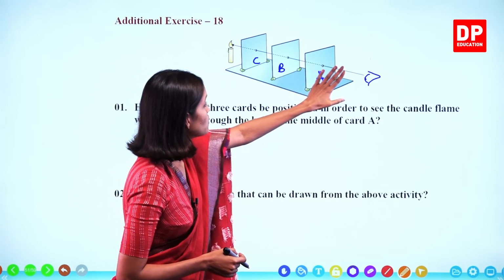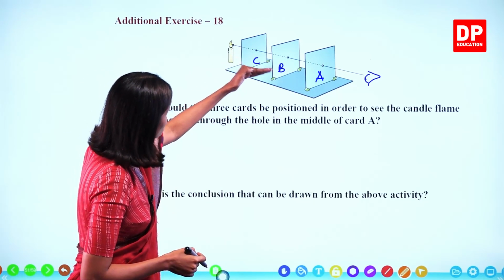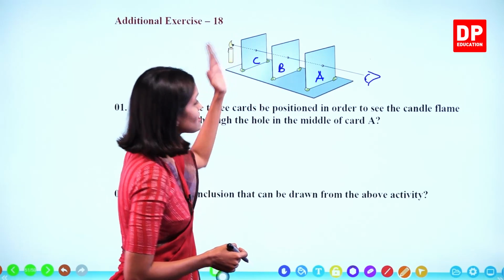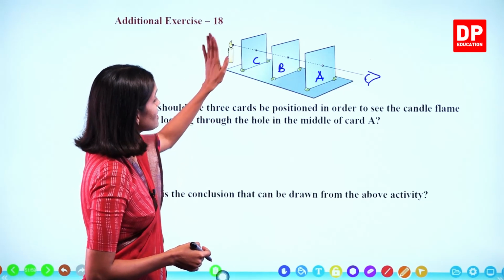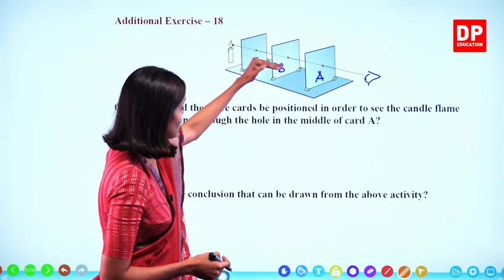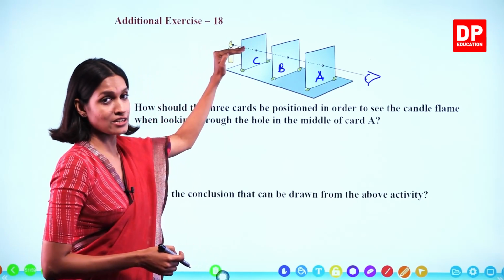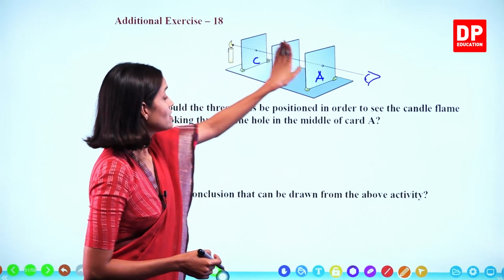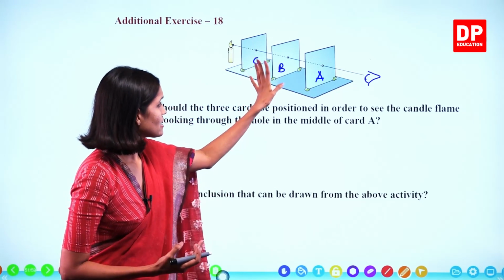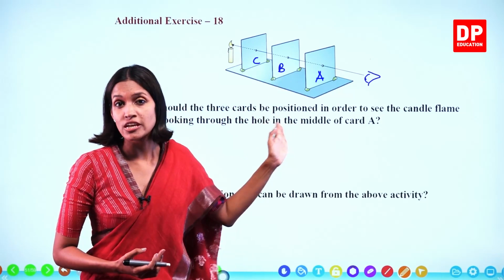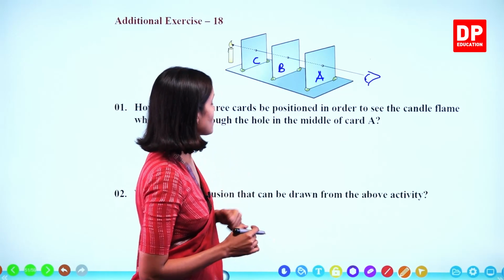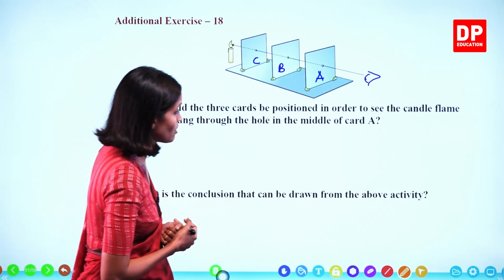This is A. When you look through this one, in order to observe the flame of the candle very clearly, how should we position these 3 cards? How should we place them, children? As the holes are in a straight line. We should position all 3 cards so that the 3 holes are in a straight line. Only if we place them in a straight line can we see the candle. What is the reason behind this? Because light travels only in a straight line. Understand? Let's try.